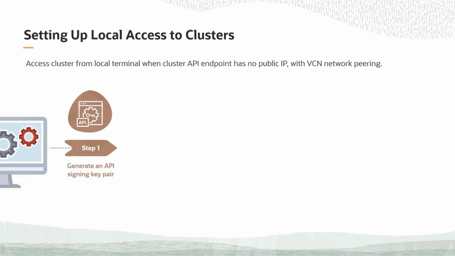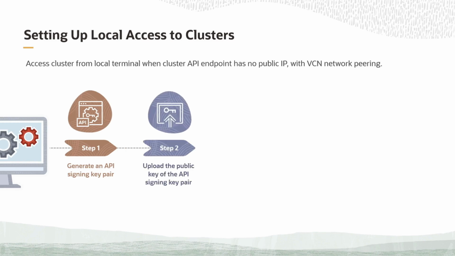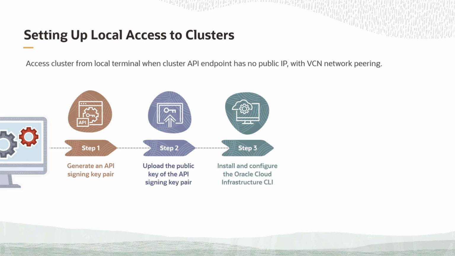The first thing is to generate an API signing key pair and upload the public key in the OCI user console. It's like giving your local access a VIP pass. Time to bring in the big guns. Install and configure the Oracle Cloud Infrastructure CLI. This is your backstage pass to seamless cluster interaction.